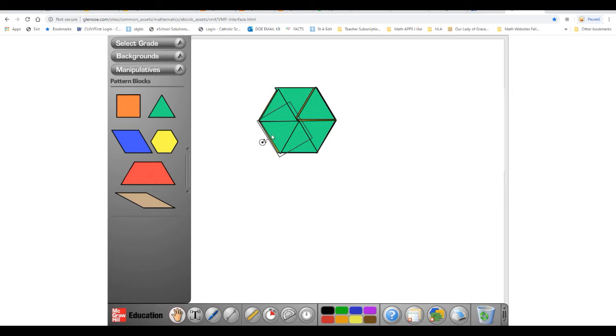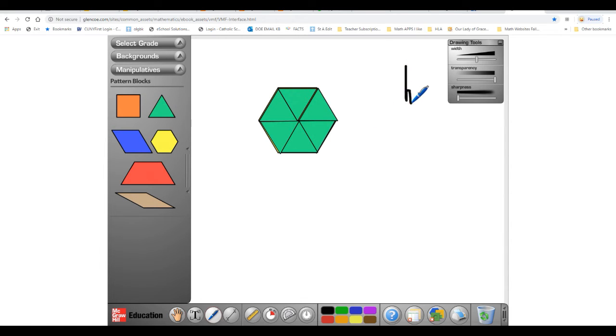There we go. So I tried to fit as much as I could, as neatly as I can. And there it is. 6 triangles fit in one hexagon. And hexagon, H-E-X, means 6. And why? Because there's 6 sides and 6 corners, which means there's 6 vertices.